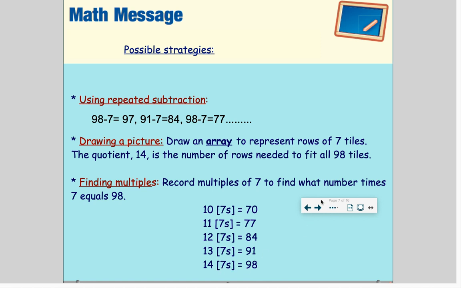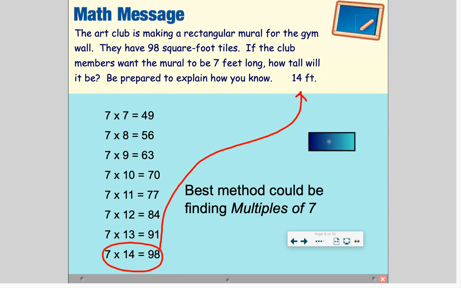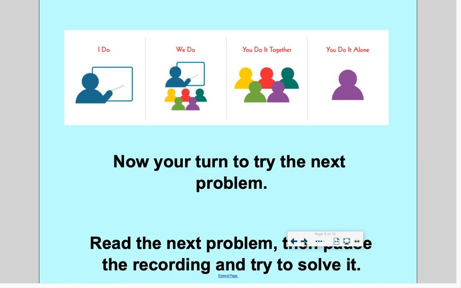So it'll be 14 sevens in 98. So let's see if we got the right answer, and it is 14 feet. So that method was finding multiples. But there is a different method we could use, and that's the method we're going to learn today. Before we learn that method, I want you to solve one problem.